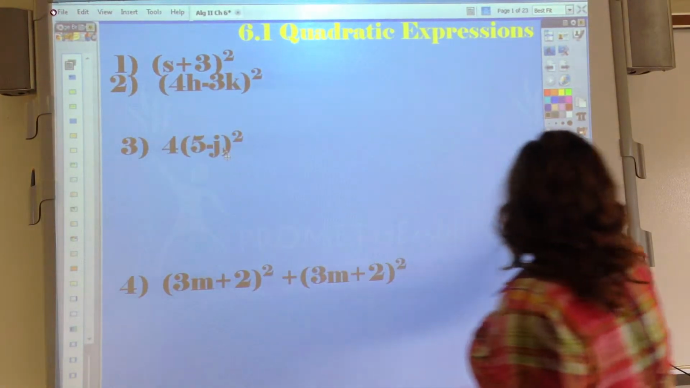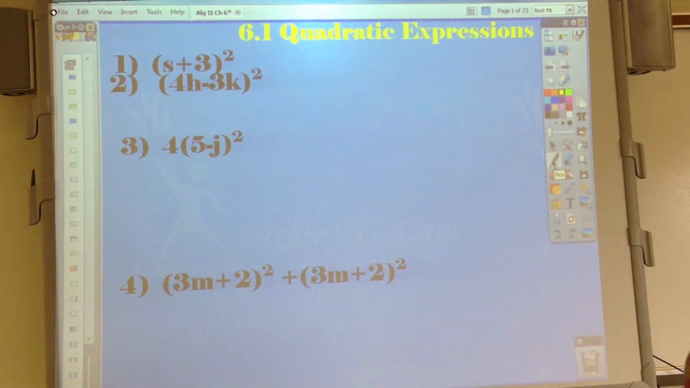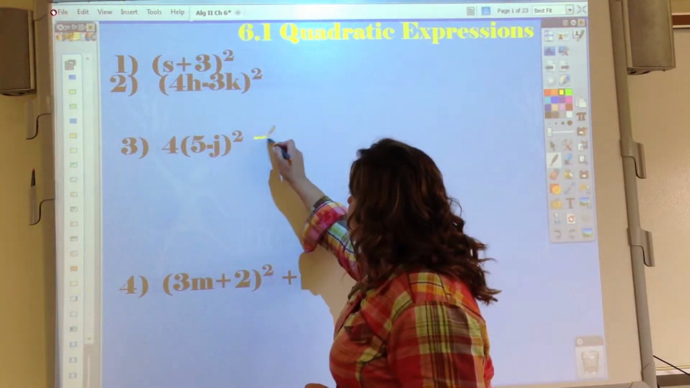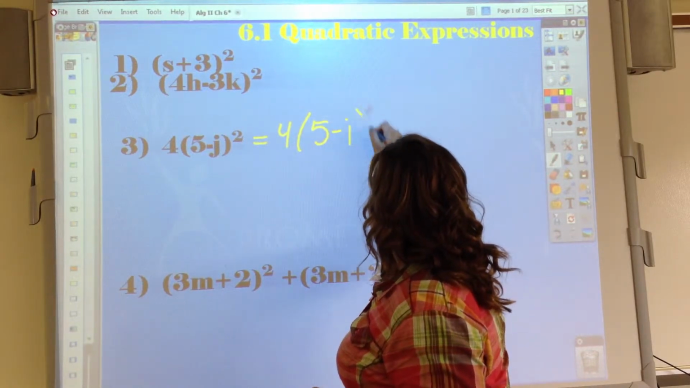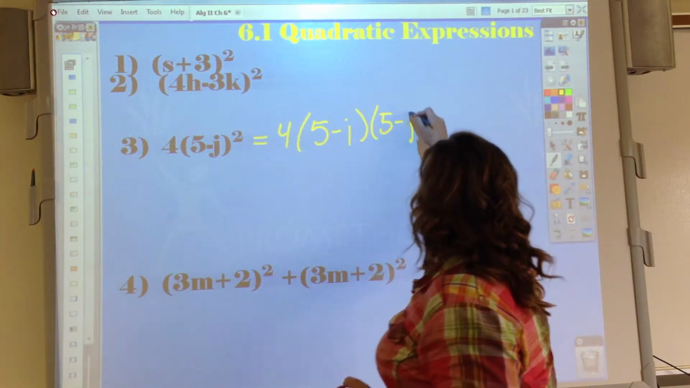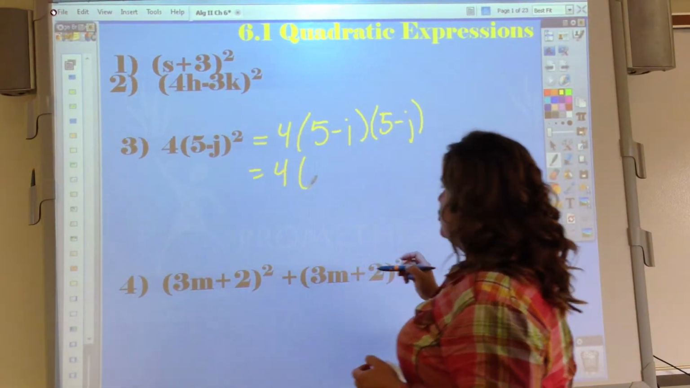Let's look at number 3. Now, first notice that I have a squared function and a distribution. Order of operations says I must take care of my exponent first. So I'm going to rewrite this as 4 times 5 minus j times 5 minus j. And I am going to FOIL as usual.